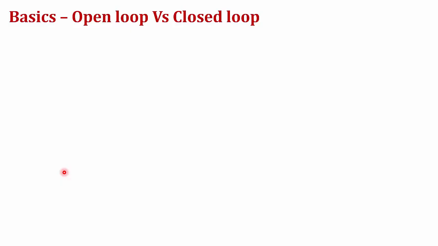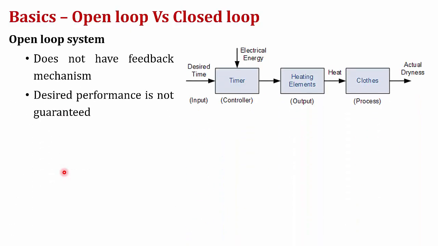Basic thing: open loop system and closed loop system. Here we go through an example of a dryer system. Here the timer is the controller, the heating element is the output, and the clothes are the process. Clothes are wet when we put them in a dryer, so they have to be dried. But when there is an external disturbance here, the cloth won't get dried. So there will be disturbances due to external effects in an open loop system.